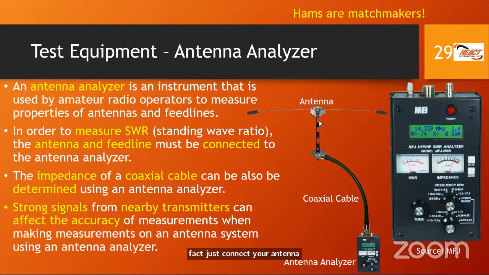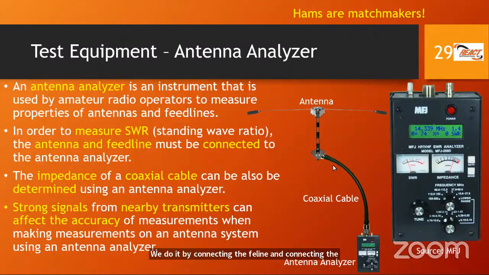And when you do so, you're able to take measurements. So an antenna analyzer is an instrument that is used by ham radio operators to measure properties of antennas and feed lines. We do it by connecting the feed line and connecting the antenna to the antenna analyzer like so.